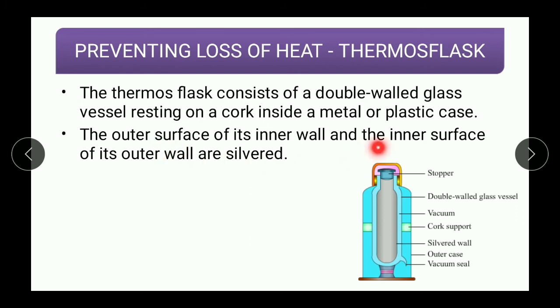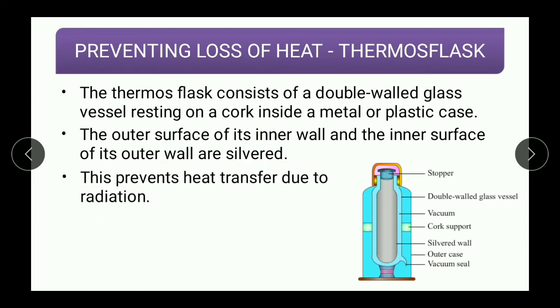The outer surface of its inner wall and the inner surface of the outer wall are silvered. They are colored with silver. This prevents the heat transfer due to radiation. So this silver color prevents the transfer of heat due to radiation.